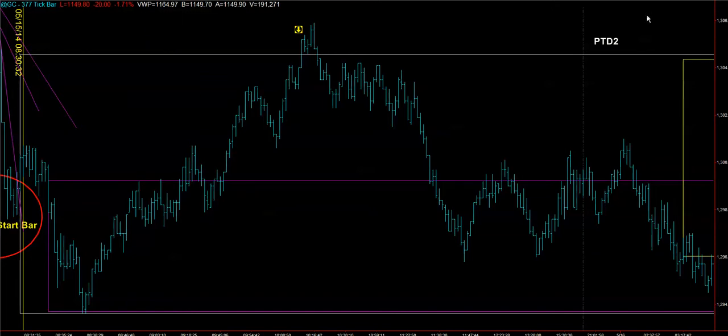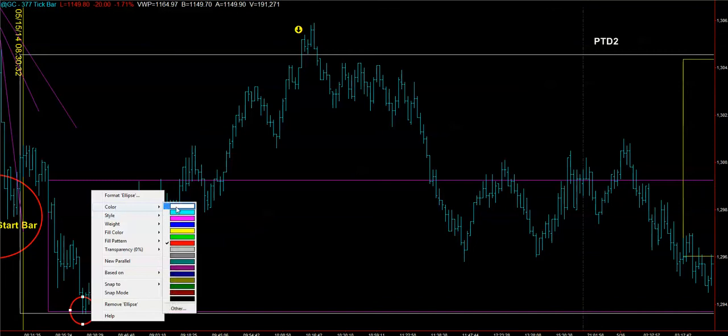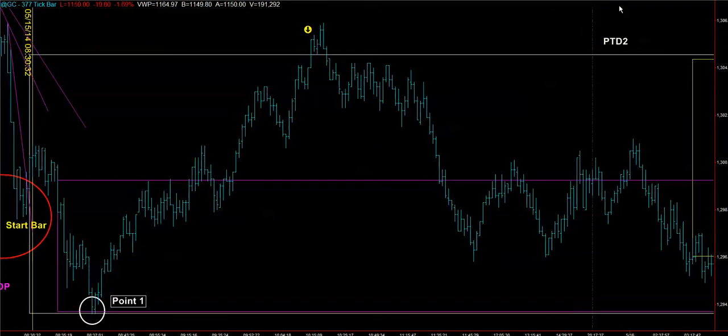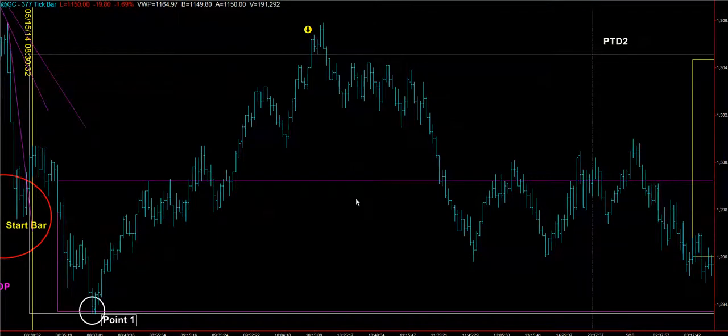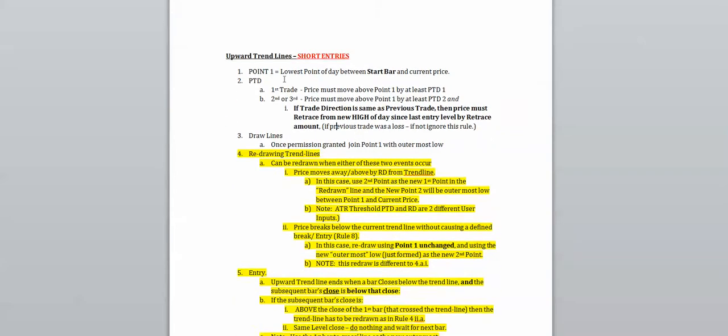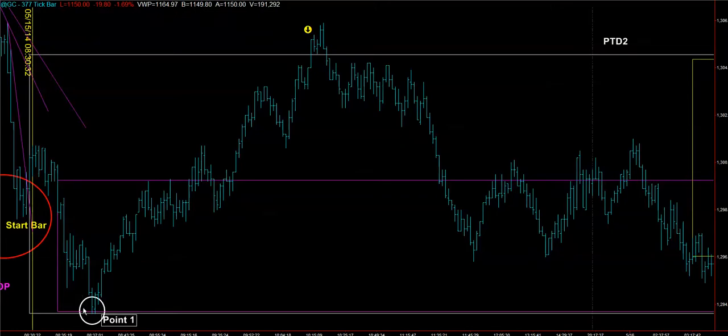Okay. The second thing we have to do is join the outer two most points, and we do that by taking point 1, which is the lowest point. We put this in white. Okay, so this is point 1, and if we look at the rule set, we're drawing an upward trend line. So point 1 is the lowest point between the start bar and the current price. Lowest point between start bar and current price, which is here, is there, and we join the outer two most points, which are there.